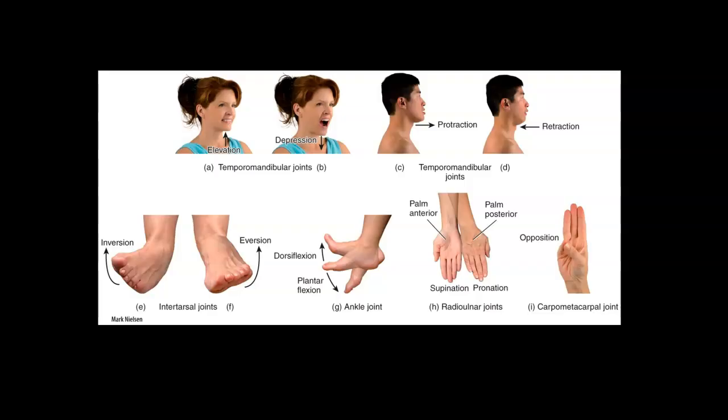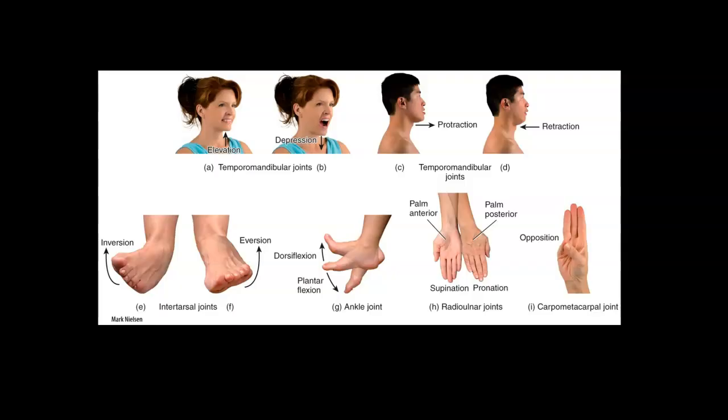Temporomandibular joints will be the joints of the mandible attached to the temporal bone, and elevation versus depression. So elevation, you're bringing the chin up, teeth together. Depression, you're bringing the chin down, which would pull the teeth apart. Now looking at that chin, you could do a protraction or a retraction. Protraction would be sticking your chin out or jutting your chin out as much as possible. Retraction would be bringing it in as much as possible. Those also would use the temporomandibular joints.